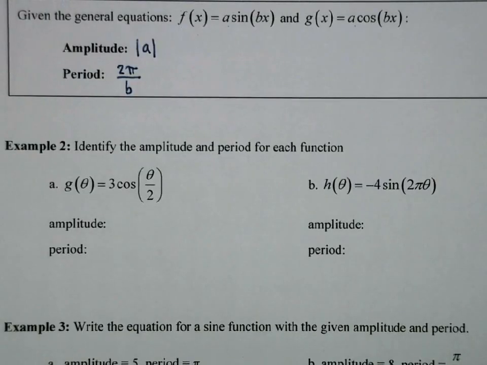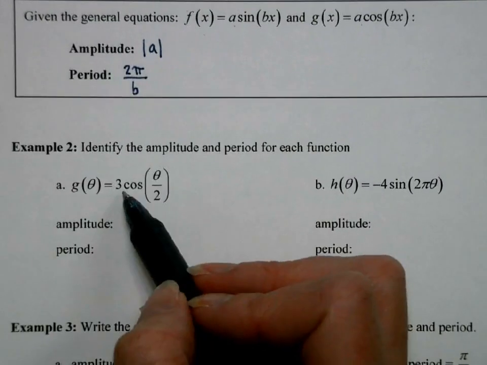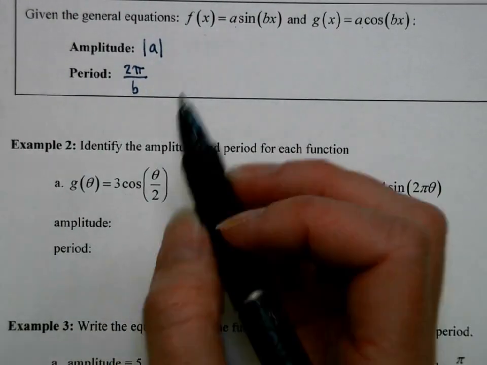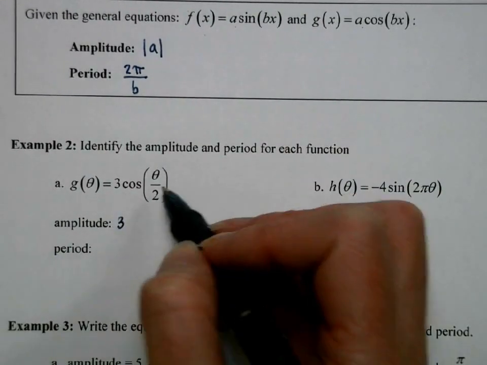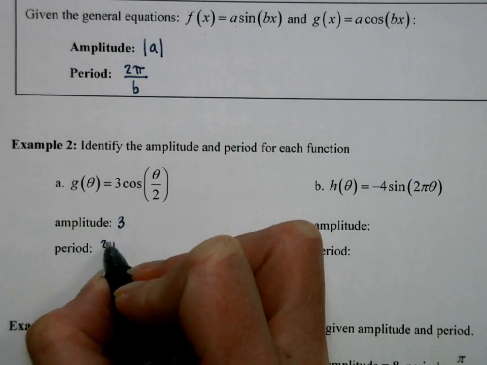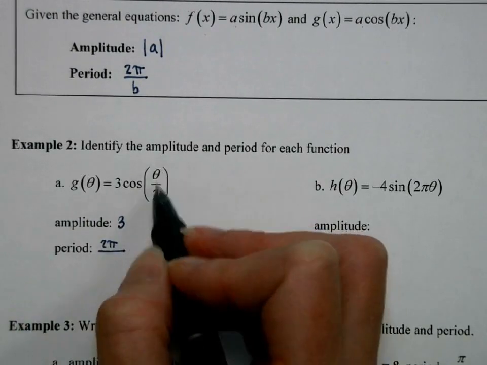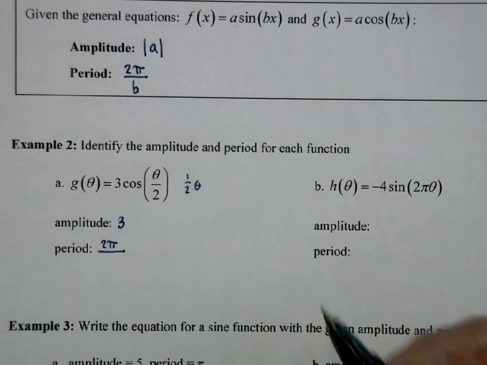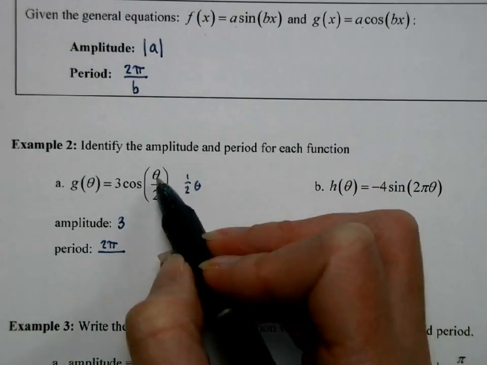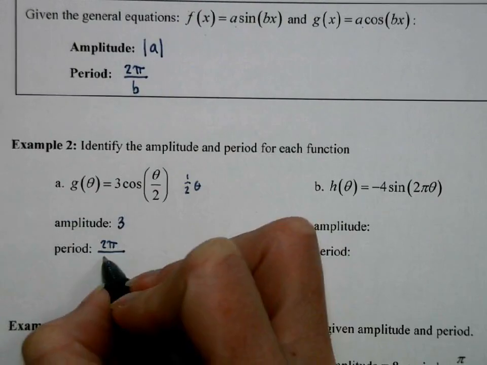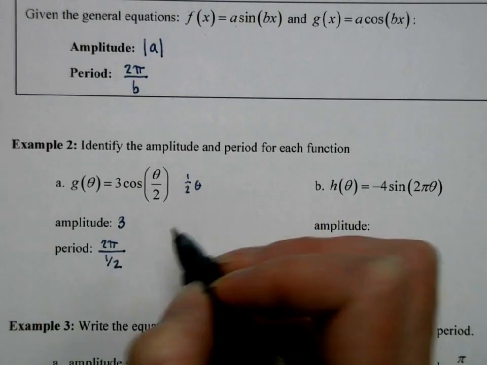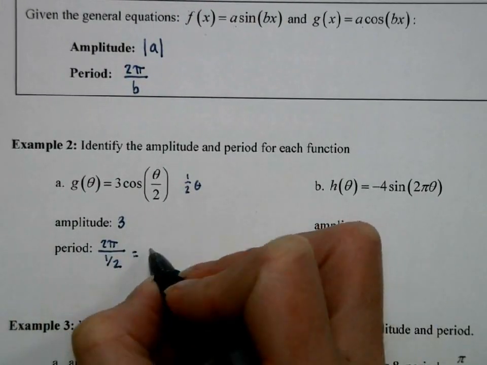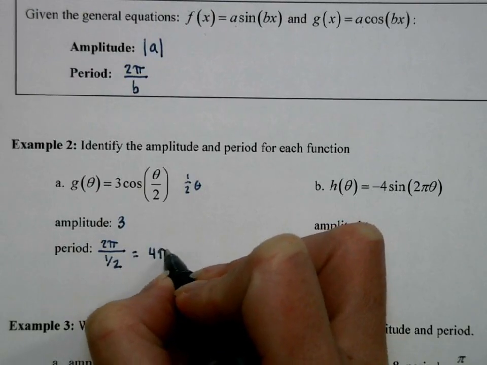Okay, so given our equations here, we're going to identify the amplitude and the period. Amplitude's easy. It's always whatever our coefficient is. So our amplitude is going to be 3. Period is always 2 pi divided by the coefficient of theta. In this case, I could rewrite that as 1/2 theta if that makes more sense. But my coefficient is going to be 1/2. So 2 pi divided by 1/2 is 4 pi.